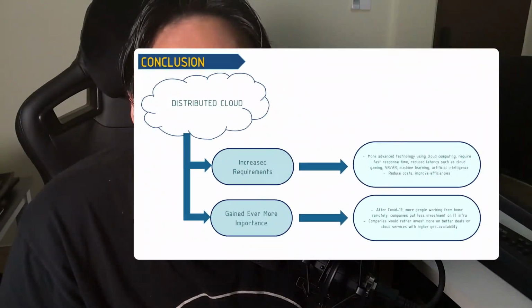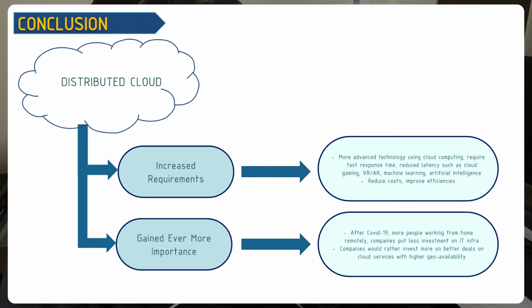So the conclusion, distributed cloud, because distributed cloud is something that will increase requirements day by day. Okay, more advanced technology using cloud computing requires fast response time and reduced latency, such as cloud gaming, VR, AR, machine learning, and artificial intelligence. And business owners or users also would like to reduce costs and improve efficiencies.